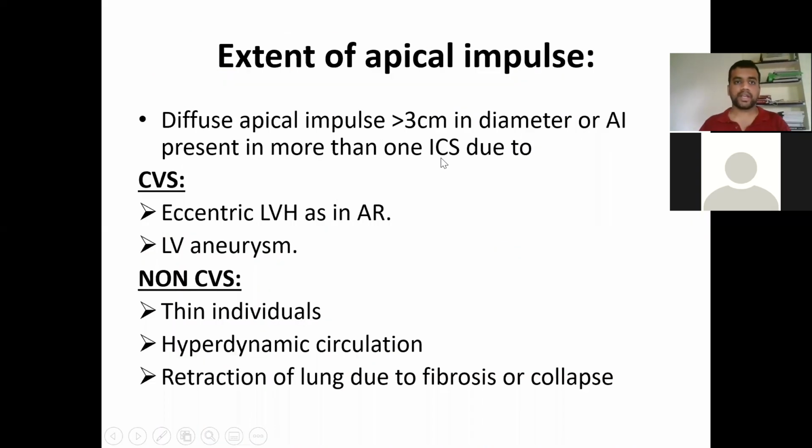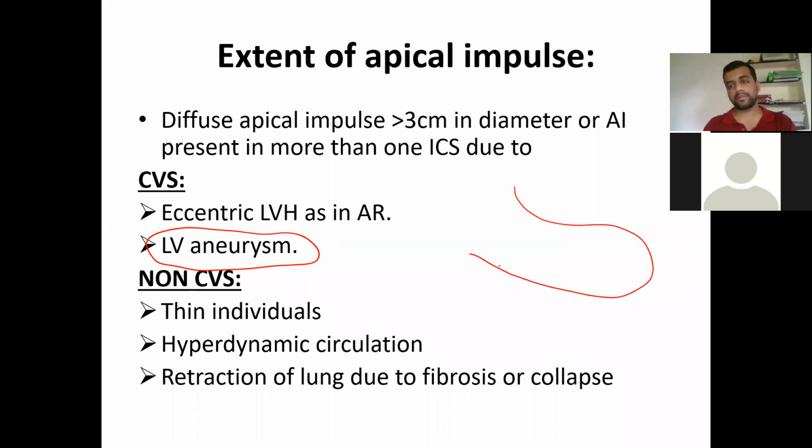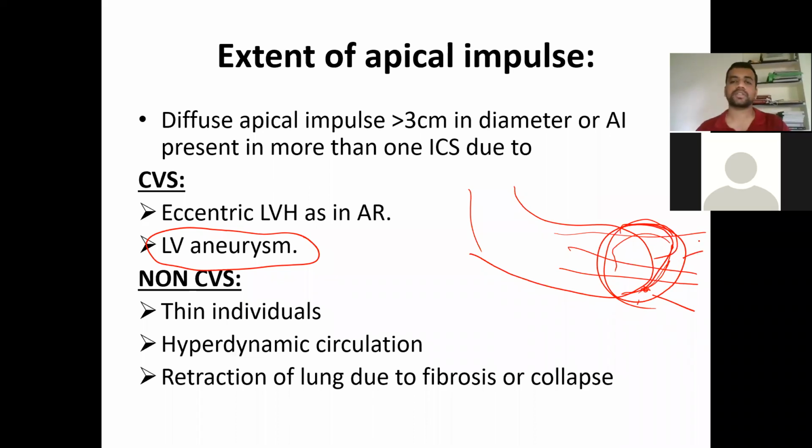Next is extent of apical impulse. If it is extending more than one intercostal space, or is more than 3 centimeters, then you are going to call it a diffuse apical impulse. It can be due to LV aneurysm. For example, if this is the apex which is normally there, and an aneurysm has formed, then where you were able to palpate one intercostal space, now you palpate the normal apex as well as the aneurysm. So you palpate in more than one intercostal space, here one, here one, and you will call it a diffuse apical impulse.